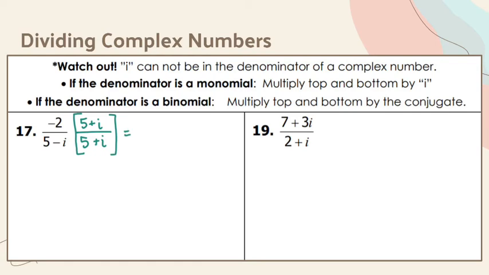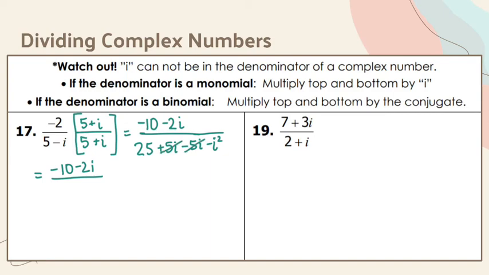So on the top, we're distributing. We get negative 10 minus 2i. On the bottom, we have to use the FOIL method. 5 times 5 is 25. 5 times i is positive 5i. Negative i times 5 is negative 5i. And negative i times positive i is negative i squared. So when we simplify, the top will stay the same: negative 10 minus 2i. The bottom, our middle terms cancel, and we have 25 minus i squared, but i squared is just negative 1. So now we have negative 10 minus 2i over 26.